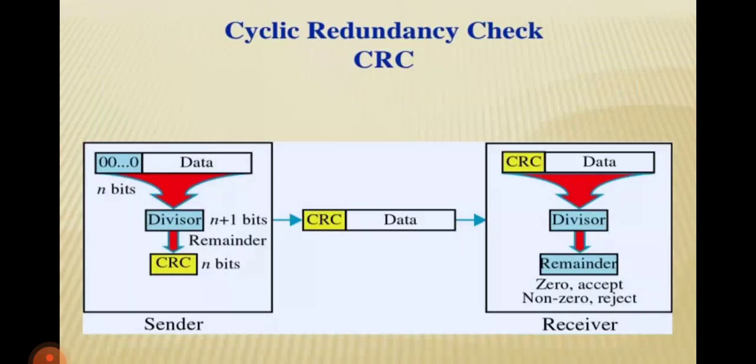Then cyclic redundancy check. In this, n bits are added before the original data, and a divide operation is performed by using a divisor to get the CRC bits. Then the CRC and data are transferred. The receiver receives the CRC data. Similarly, the receiver also performs a divide operation by using the same divisor to get the remainder. If the remainder is 0, the data is accepted, which means no error, otherwise not accepted.